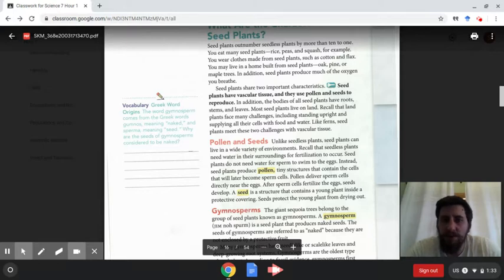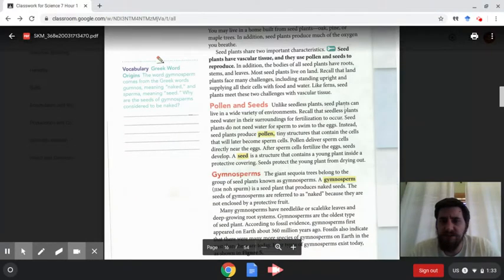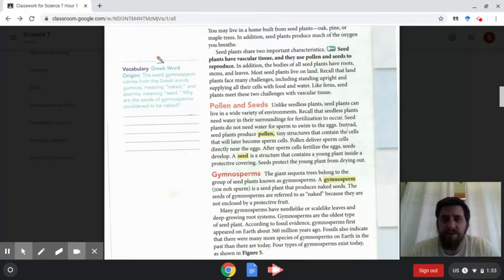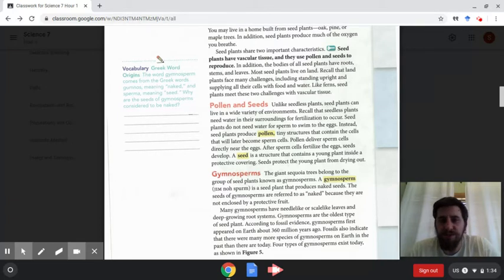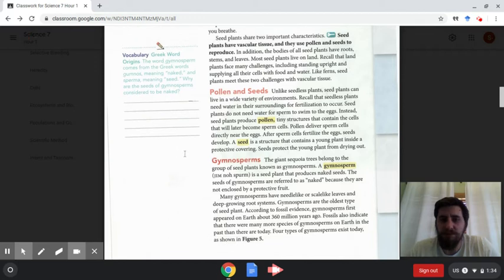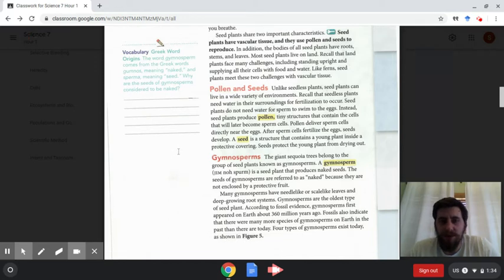Recall that land plants face many challenges, including standing upright and supplying all their cells with food and water. Like ferns, seed plants meet these two challenges with vascular tissue. Pollen and seeds. Unlike seedless plants, seed plants can live in a wide variety of environments. Recall that seedless plants need water in their surroundings for fertilization to occur. Seed plants do not need water for sperm to swim to the eggs. Instead, seed plants produce pollen, tiny structures that contain cells that will later become sperm cells. Pollen delivers sperm cells directly near the eggs.